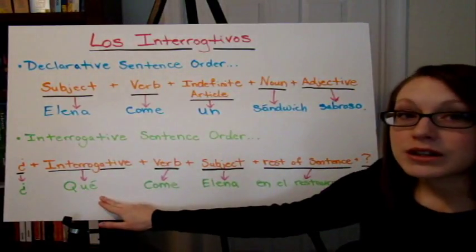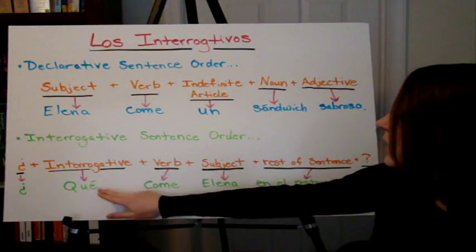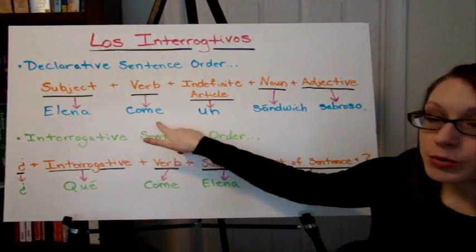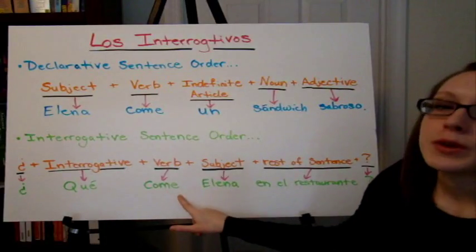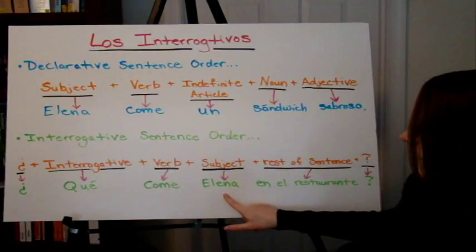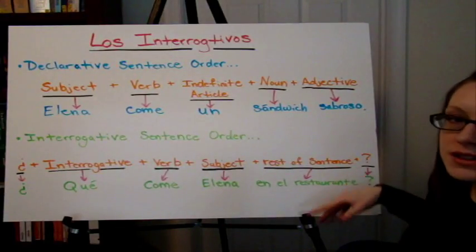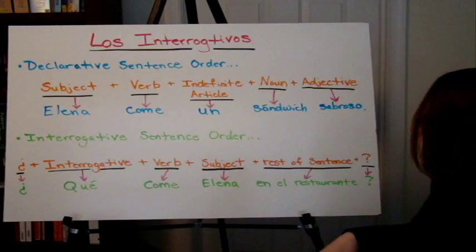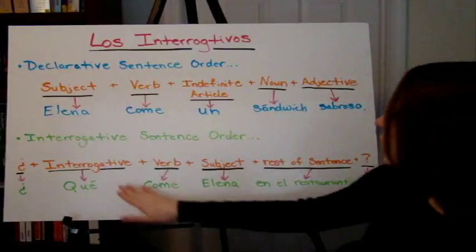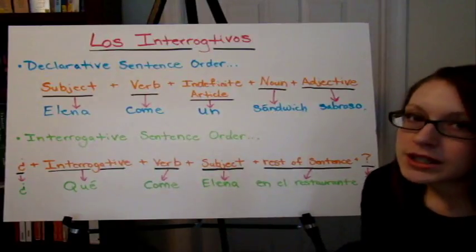Then we start the sentence with an interrogative or question word. And now this is where the word order starts to change. In a declarative sentence, we had the subject and then the verb. But in interrogatives, we flip that around. We first have the verb and then the subject. So, come Elena. Here we had Elena come. So, come Elena, and then you add the rest of the sentence if there is anything left that you would like to add in the sentence. And then we end with a question mark. So the biggest thing is that you have to remember that the subject and the verb are switched in questions.